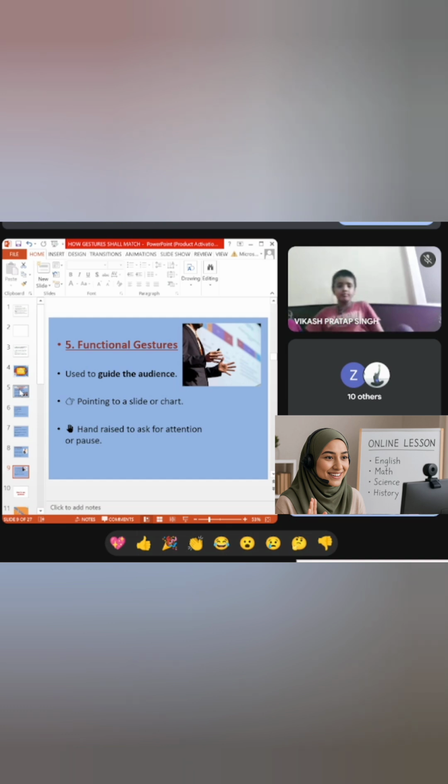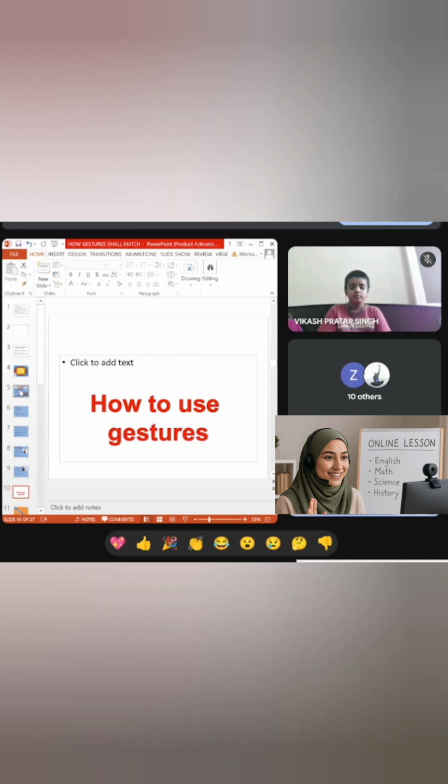Okay, pointing out on the slide or chart, or hand raises to ask attention, or if you're asking some question, yes, I want you to answer, and you are telling, yes ma'am, I'm there to answer. So all these gestures, depending on the situation we are using, that is called functional, based on the function. So these are the types of gestures.